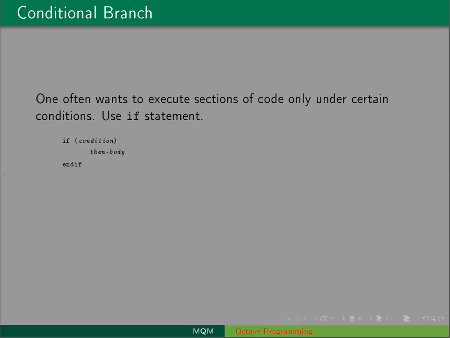So whenever we have code that we want to only execute if certain conditions are met, we can use the if statement. It looks like if, and then the condition, and here we have the body, the body of code that's executed if that condition is met. And then we close it out with an end, or an end if.